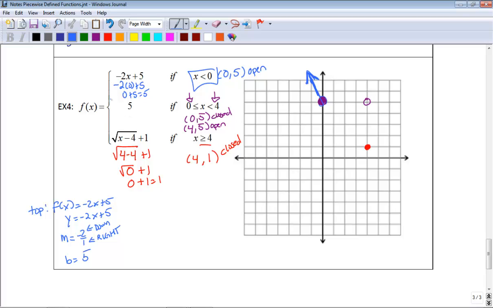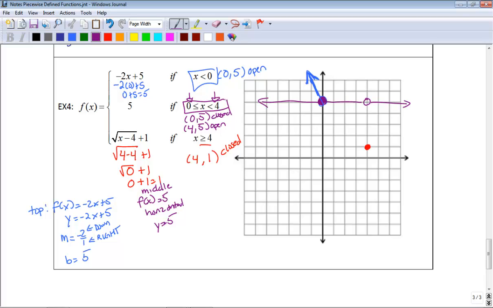Well, the middle one here is f of x is equal to 5. Again, this is my middle function. Well, f of x is equal to 5. That's just a horizontal line at y equal 5. So if I draw a horizontal line at 5, I'm going to look like this. But is that right? No, because where does it exist?